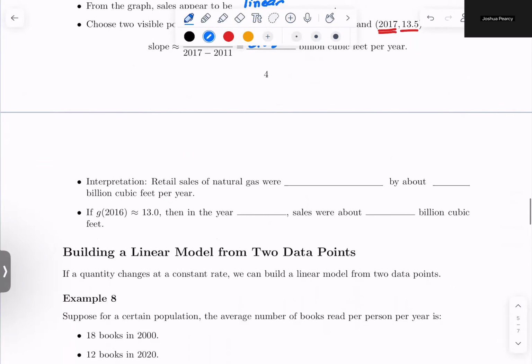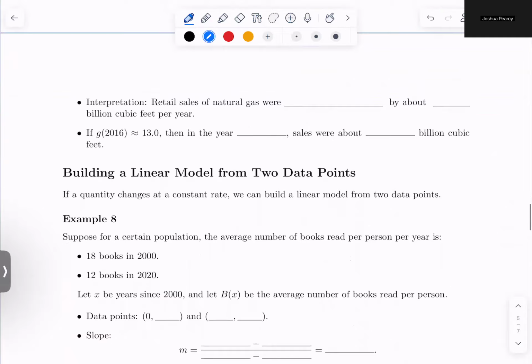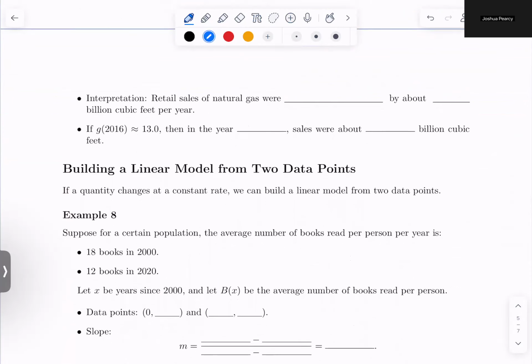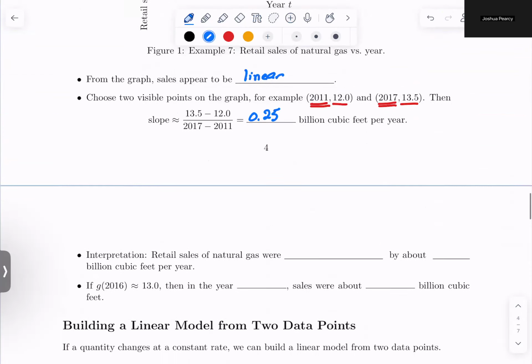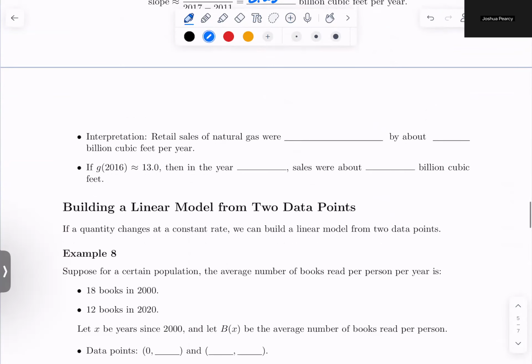So now our interpretation of this would be the retail sales of natural gas were, again, the slope is positive, so this would be we're increasing by about, now we put the slope here, 0.25 billion cubic feet per year.